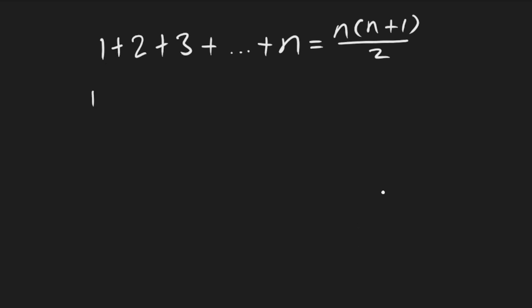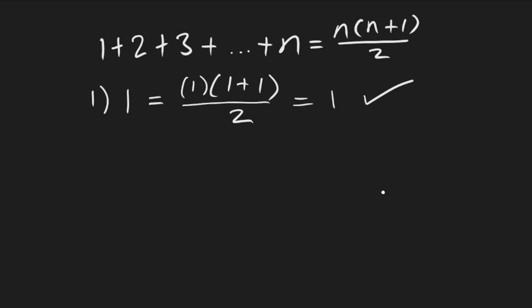So let's take a look. 1 equals 1 times 1 plus 1 divided by 2. 1 plus 1 is 2, and 2 times 1 is 2, and 2 divided by 2 is 1. So we verified that the base case has been shown to be true.